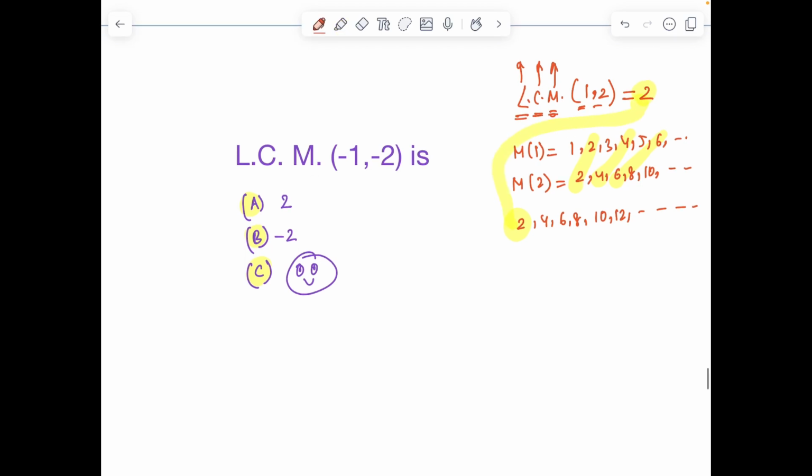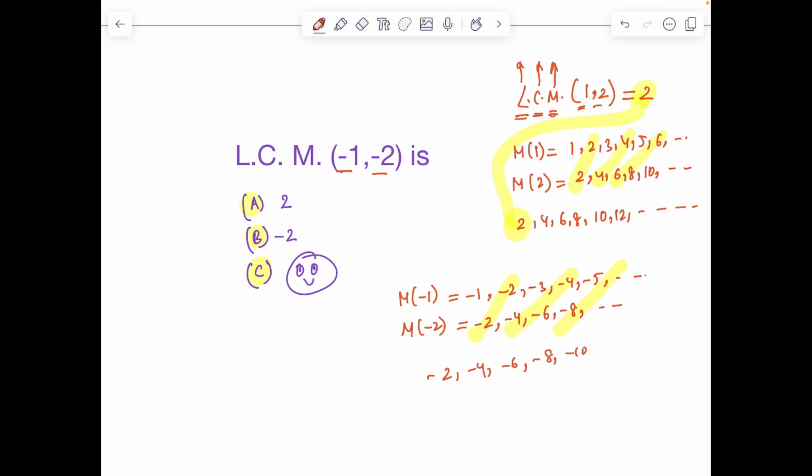Apply the same procedure here for -1 and -2. So start with multiples of -1 and multiples of -2, and so on. Now it's time to take the common ones. So we have -2, -4, -6, -8, -10, and so on and so forth. Now it's time to take the lowest. So -2. No, wait. -2 is not the lowest, right? Don't make this mistake. -2 is not going to be the answer because the lower guy is -4.